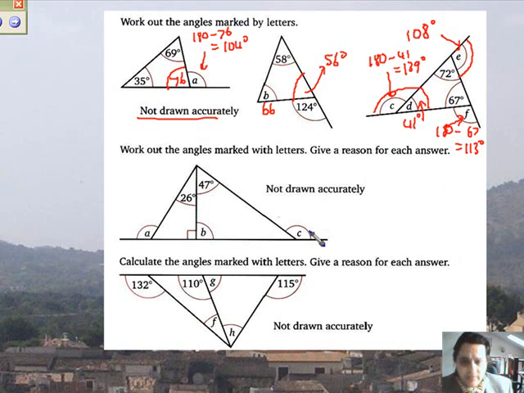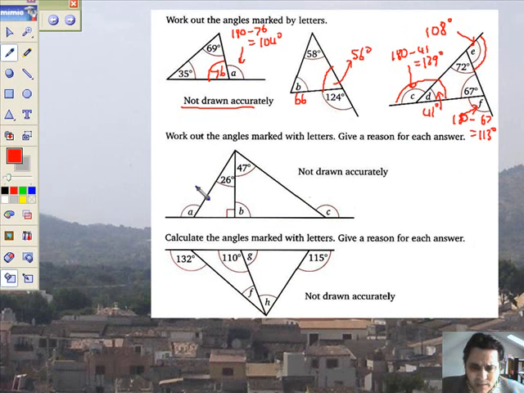Right, that's that one. Now this one looks complicated. Work out the angles that have been marked with letters and give a reason. Well, my reason will be as I speak. They want me to do A first, but I'm certainly not going to do A first. I'm going to do B first. Well, if that's 90, then B is 90 straight away. It's 180 take away 90.